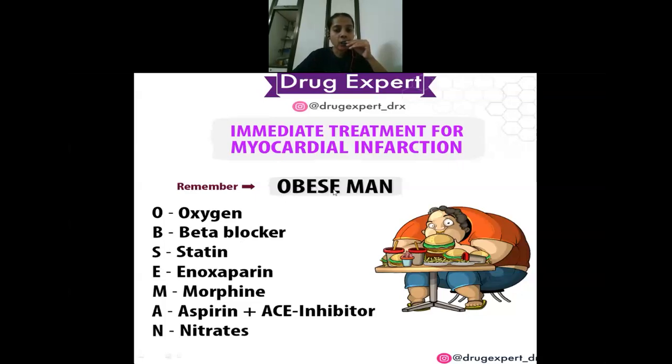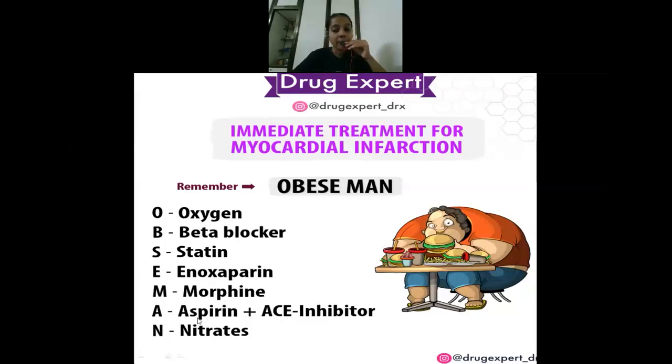Okay, so the mnemonic is OBESE MAN. When a person comes to the hospital with MI, first you should give O, oxygen; next, beta blockers like atenolol, metoprolol; statins or lipid lowering agents like atorvastatin; enoxaparin, which is a type of heparin given in hospitals; morphine, that is to reduce the pain.